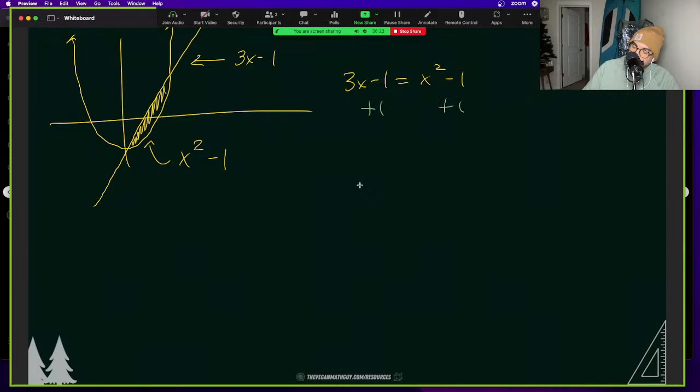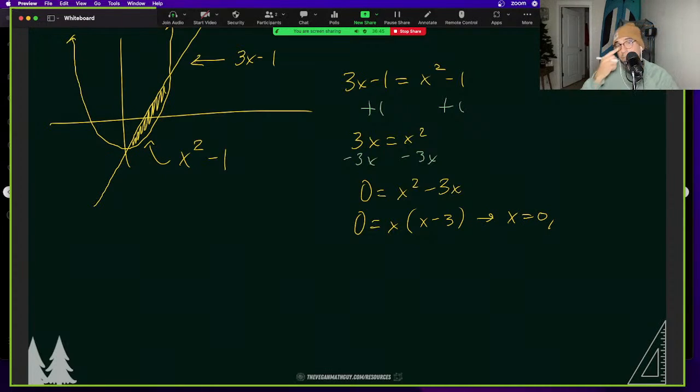So I'm going to add the 1, which cancels out with the minus 1 on the left. So we have 3x is equal to x squared. And then let's subtract the 3x to the other side. And now we get 0 is equal to x squared minus 3x. Beautiful. Looks like we just factor. x times x minus 3. So our solutions are x is equal to 0 and 3.